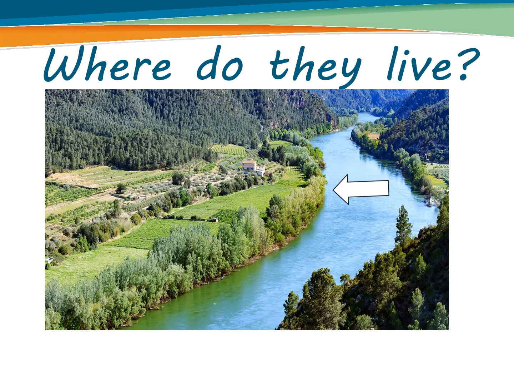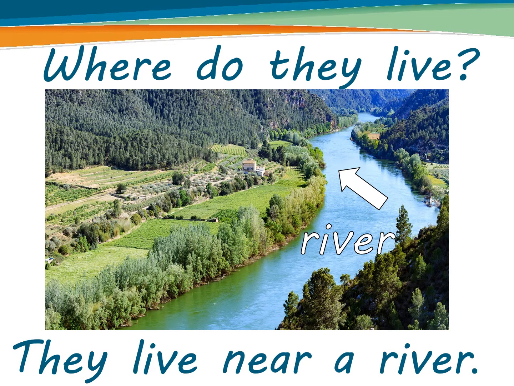What do we call the blue water? It is a river. A river. Let's read the question and answer 2 times. Where do they live? They live near a river. Where do they live? They live near a river.